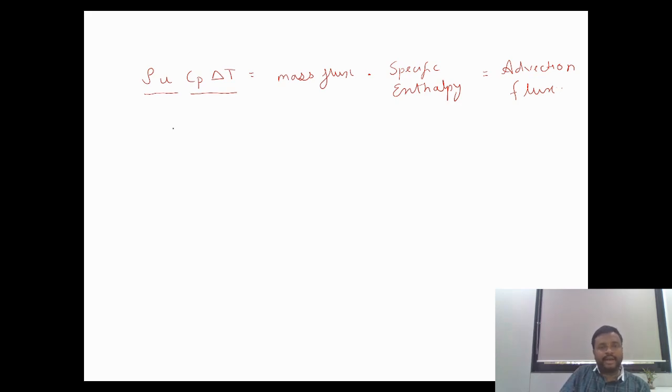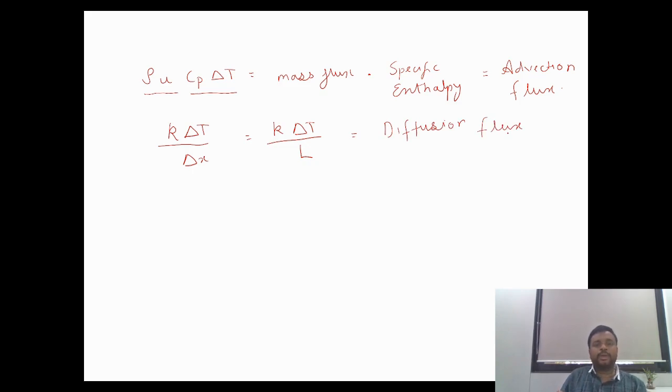On the right hand side you have the term K delta T by delta x. This is nothing but K delta T by delta L, where the characteristic length I will represent by capital L. This term we call the diffusion flux. Here conduction is there, so it is diffusion flux. So in the heat transfer problem, there is a balance between the advection flux and the diffusion flux. K delta T by L is the diffusion flux, and here is the advection.